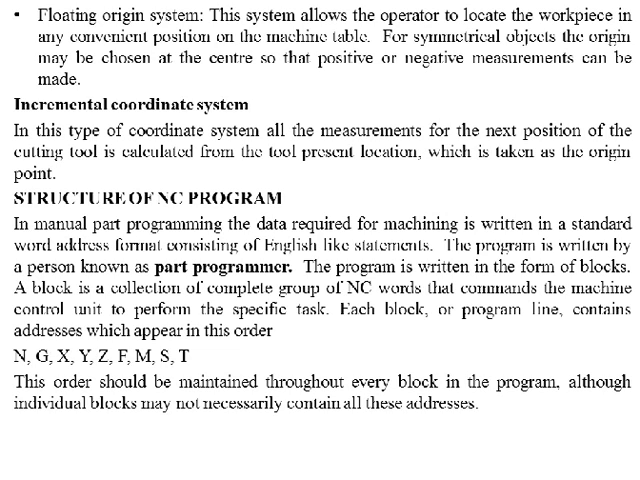The program is written in the form of blocks. A block is nothing but a program statement or a program line. This block is a collection of a complete group of NC words that commands the machine control unit to perform a specific task. Each block or program line will contain addresses which will appear in the order specified below.